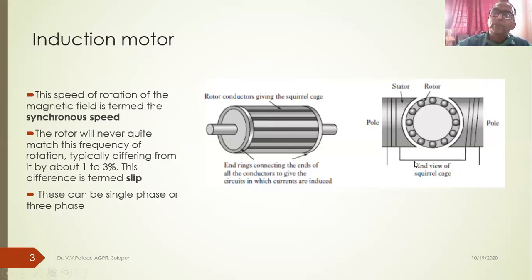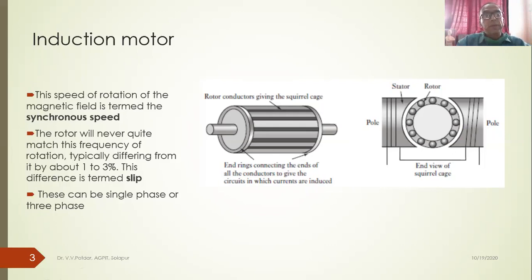End view. We have this rotor. These are the conductors, and these are the end plates. Then we have the rotor, having south and north pole. The stator is generating the magnetic field. The speed of rotation of the magnetic field is termed as synchronous speed.